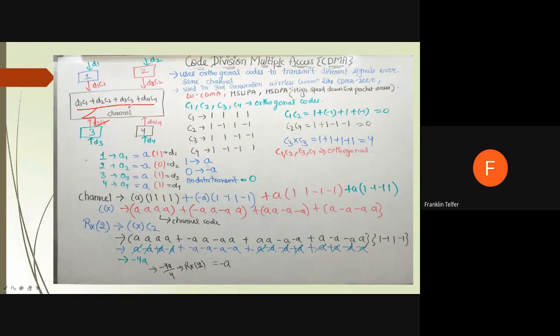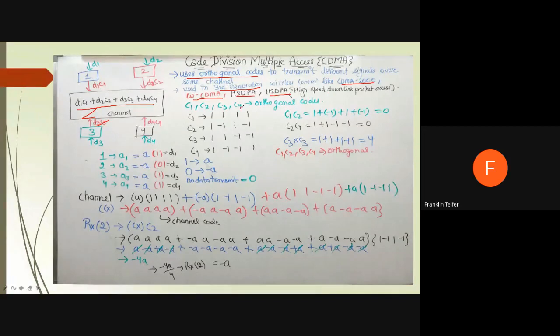They use orthogonal codes to transmit different signals over the same channel. So one channel is able to serve different users by allocating different codes to them. Previously frequency was allocated; here code is allocated, random codes. This is used in third generation mobile communication systems: CDMA 2000, wideband CDMA, and HSPA, which are all high speed networks.